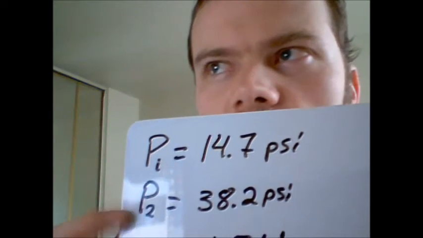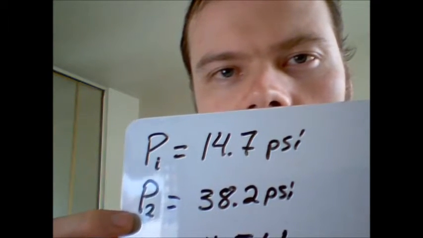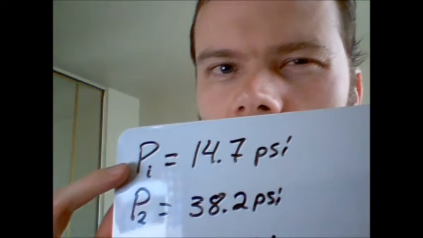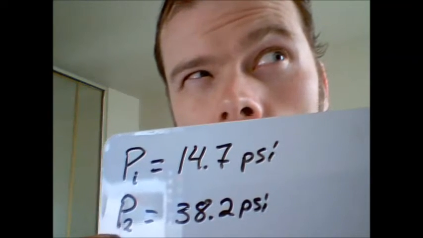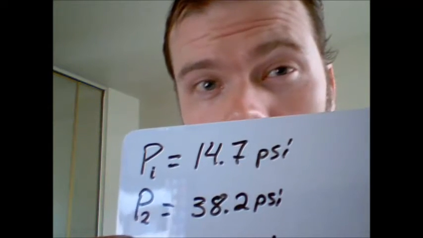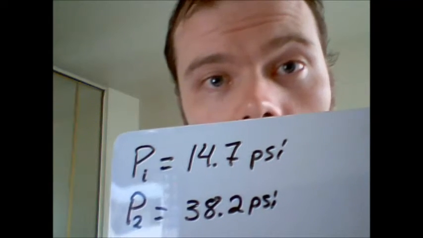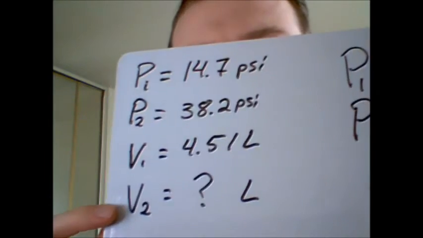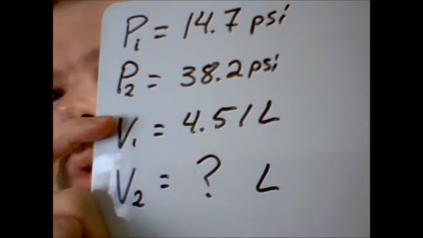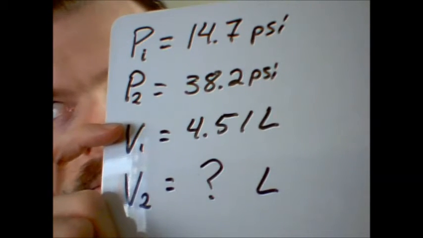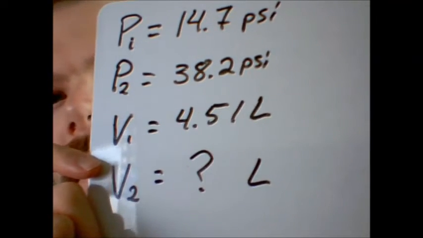We're going to increase the pressure from 14.7 to 38.2. And you notice this is almost 15. This is more than 30. So we're more than doubling the pressure. So our volume, whatever happens to it, should more than get cut in half. Now let's look at that volume. Volume 1 is 4.51 liters. Okay? Volume 2, that's what I want you to figure out.